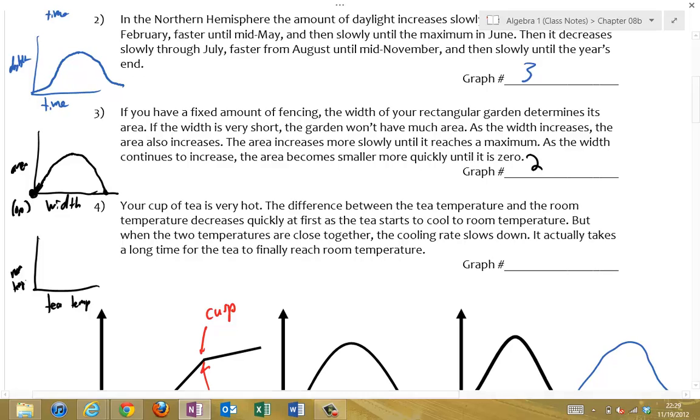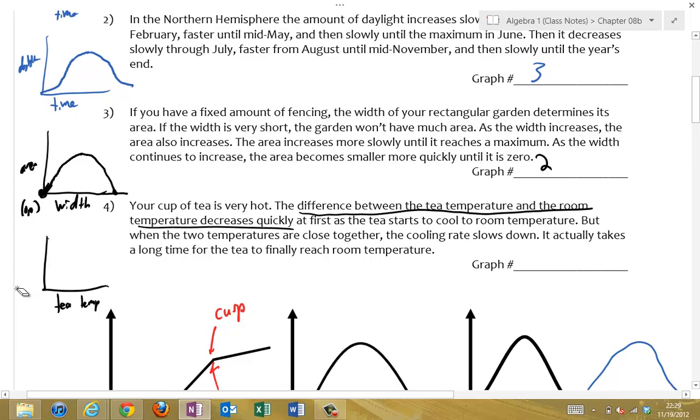So the difference between the tea temperature and room temperature decreases quickly at first. So maybe instead, as I look at this, it's the difference between the tea temperature and the room temperature. If this one would be room temperature, this could be the difference. This actually creates a different effect here. If we have a big difference, we start off with a big difference, and maybe this isn't tea temperature, maybe this is time. And the difference is going to start off pretty high, then eventually it's just going to level and flatline.